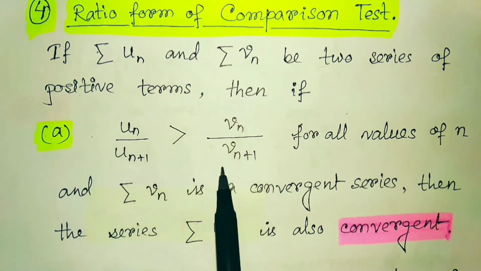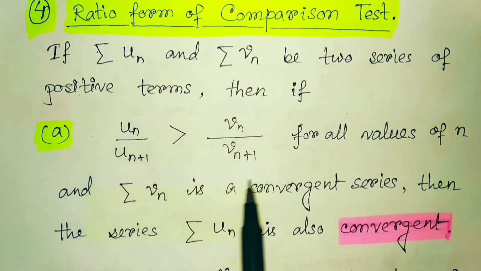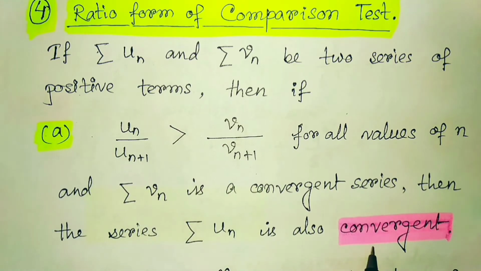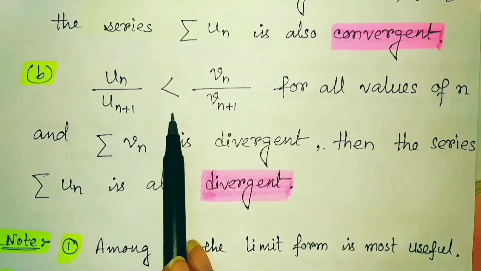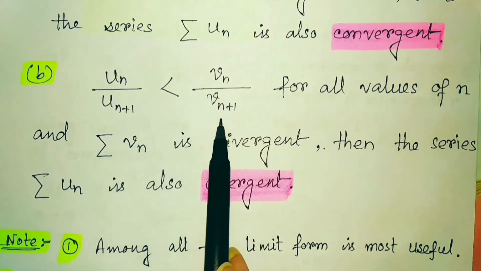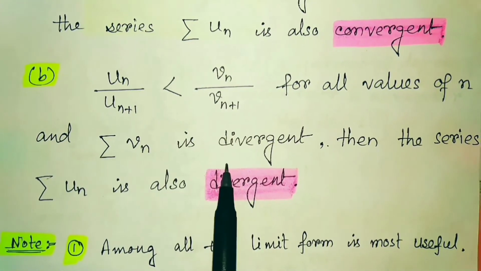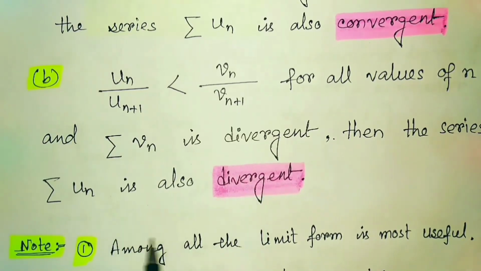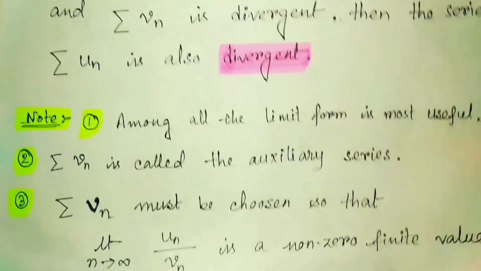After that we take these ratios, and if this ratio satisfies this inequality for this relation, then we can say that Σ Un is convergent provided Σ Vn is a convergent one. Similarly, if we take the opposite inequality, that means Un divided by Un+1 is less than Vn by Vn+1 for all values of n, and Σ Vn is divergent, then the series Σ Un is also divergent. On that respect, we should note a few things for this comparison test.